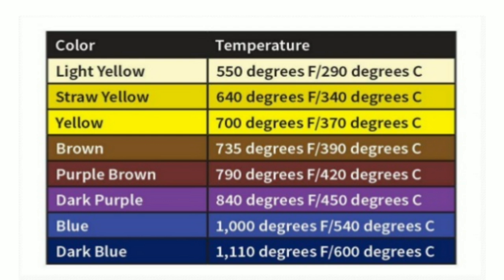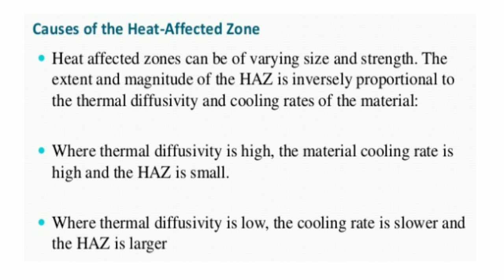For light yellow color, the temperature range is 550 degrees. Next, straw red 640 degrees, yellow color 700 degrees, brown color 735 degrees, purple brown 790 degrees, dark purple 840 degrees, blue 1000 degrees, and the dark blue 1110 degrees. There are different causes of heat affected zone.